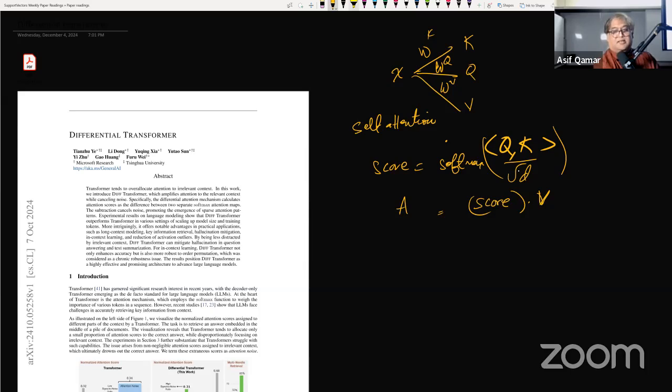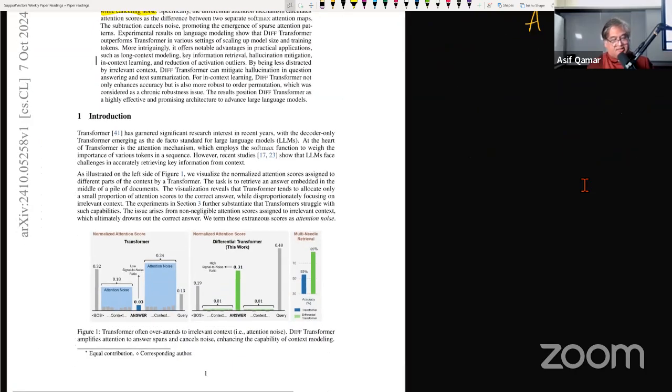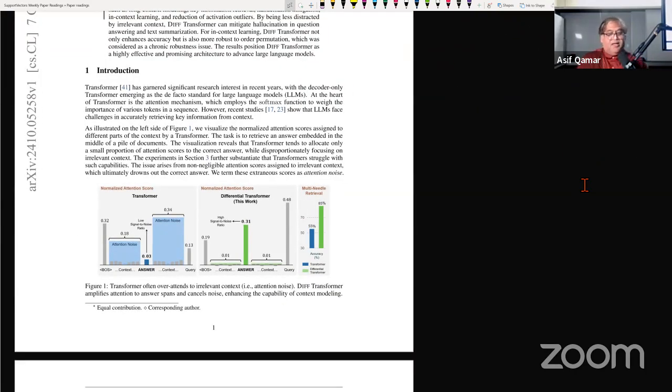Now, in the very first line, the point that they're making is that transformers tend to over-allocate attention to irrelevant context. Specifically, the differential attention mechanism calculates attention scores as the difference between two separate softmax attention maps. So in the next sentence, they propose a solution. But before they propose a solution, let's zoom in and see what it is that they're talking about. Suppose you have a query token, Q, and you want to see how much attention it is paying to something that is really what you want it to pay attention to.